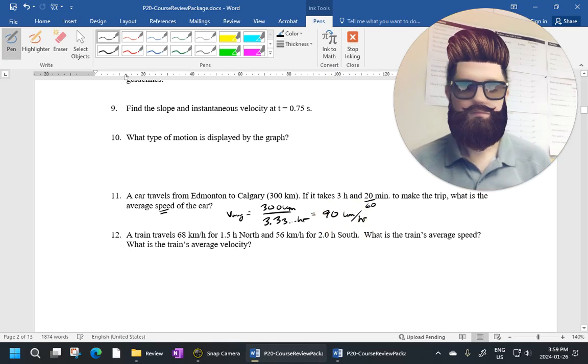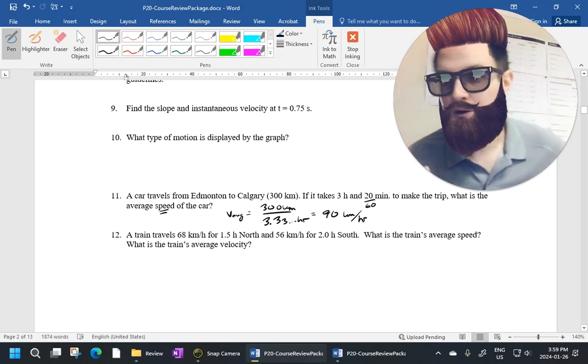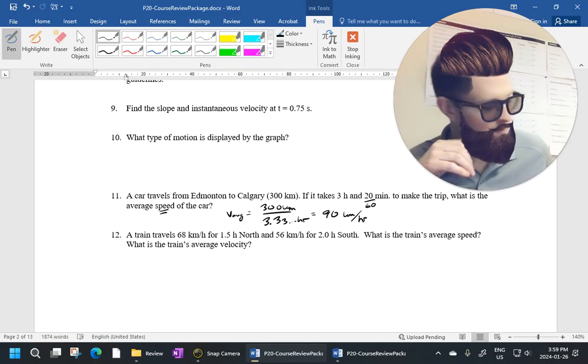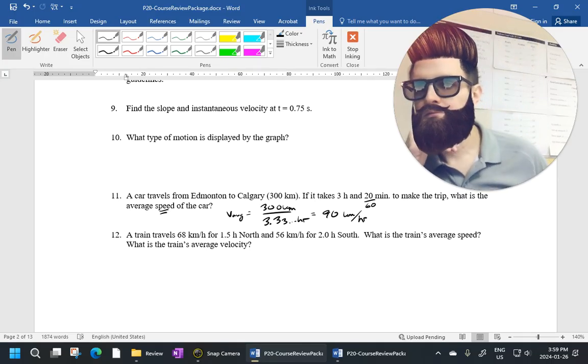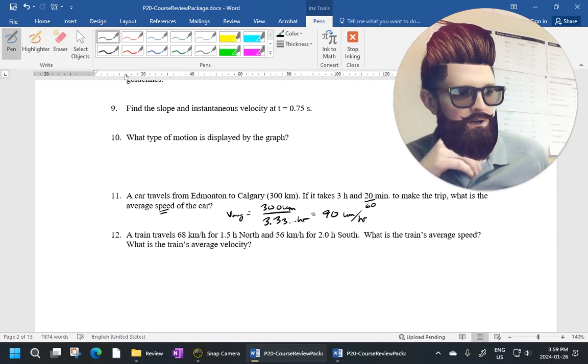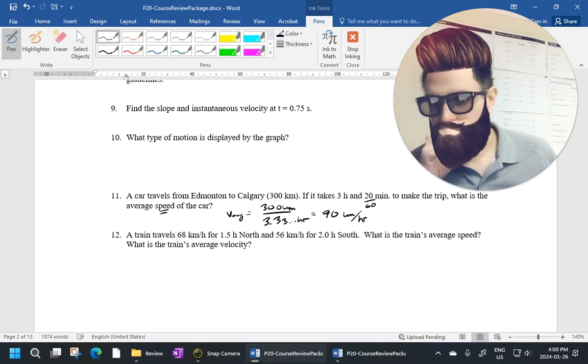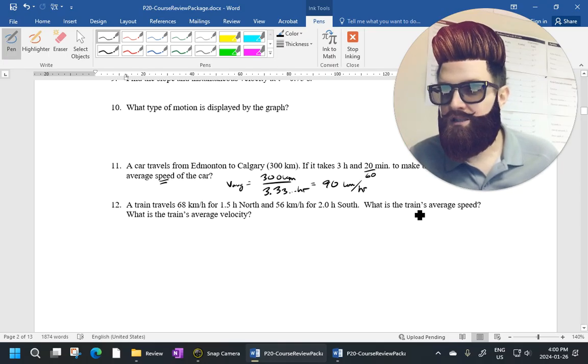Okay, sig digs are a bit weird because of the 3 hour part and 20, so I'm just going to stick with 2 sig digs here. It rounds pretty nicely. So 90 kilometers per hour.